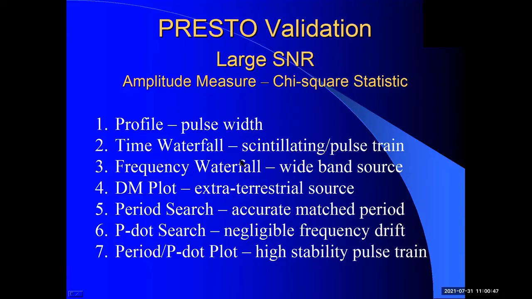The frequency waterfall tells us that it's a wideband source. The dispersion measure plot tells us that it's extraterrestrial and it's an interstellar source. And the period search confirms the accurate match period. The P-dot search confirms that it's a highly stable pulse train with negligible frequency drift. And the period P-dot plot tells us that it's a high stability pulse train and there are no ambiguities.